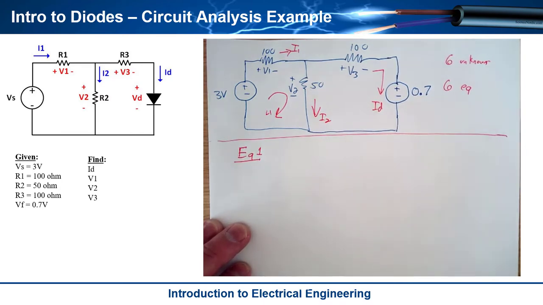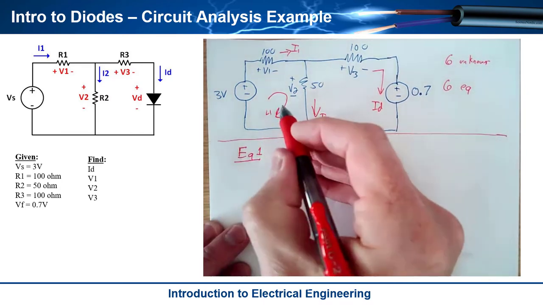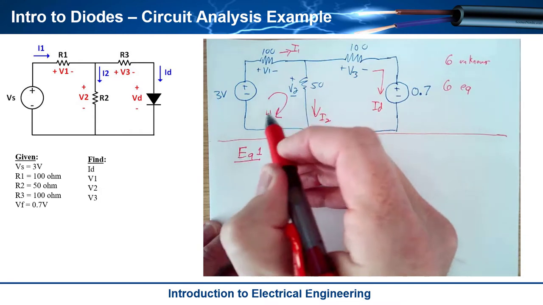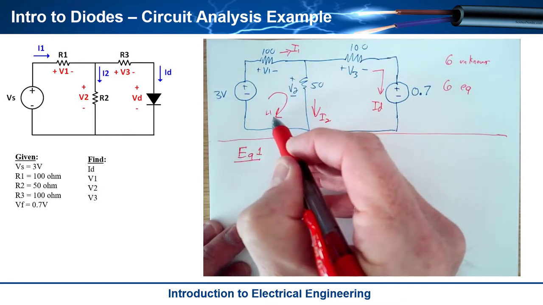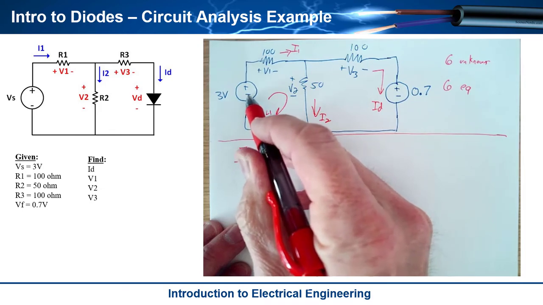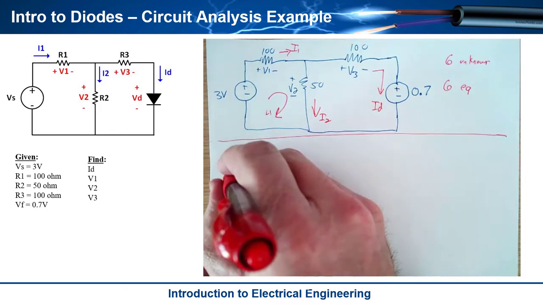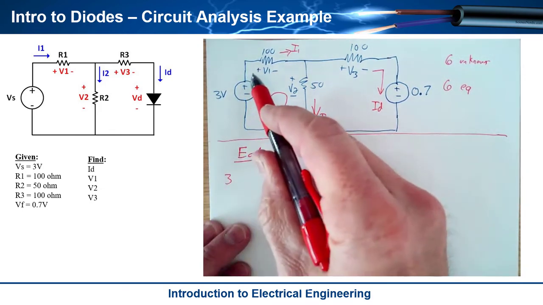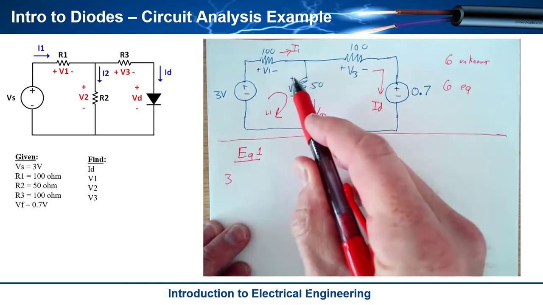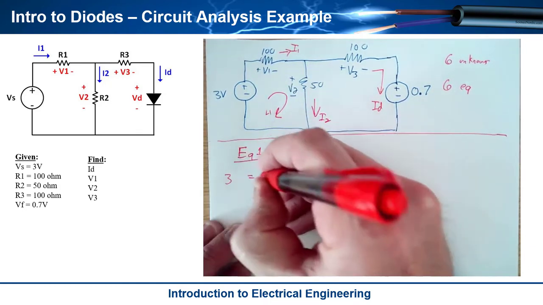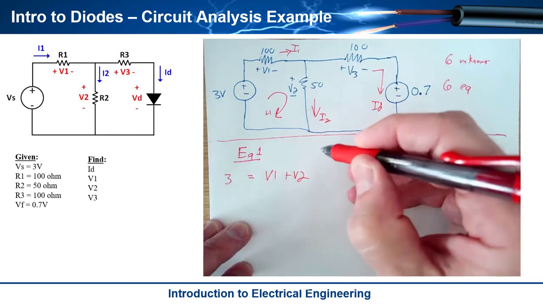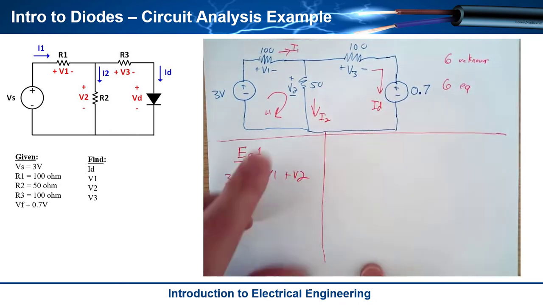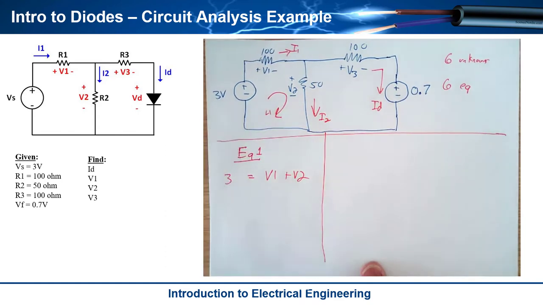All right. Now, here we go. I'm going to come around the loop and sum my rises and sum my drops and set them equal to each other. So I'm going to come up through 3 volts, so minus to plus, that's a rise. So I've got a 3 over here, and then I'm going to drop from plus to minus across V1, plus to minus across V2. So 3 is equal to V1 plus V2. So that's my first equation, okay? That is KVL on loop 1.